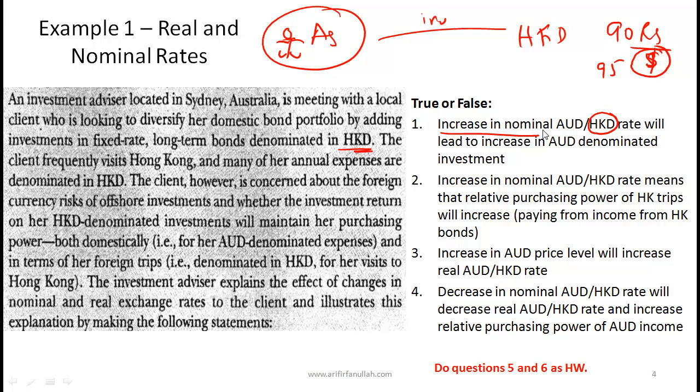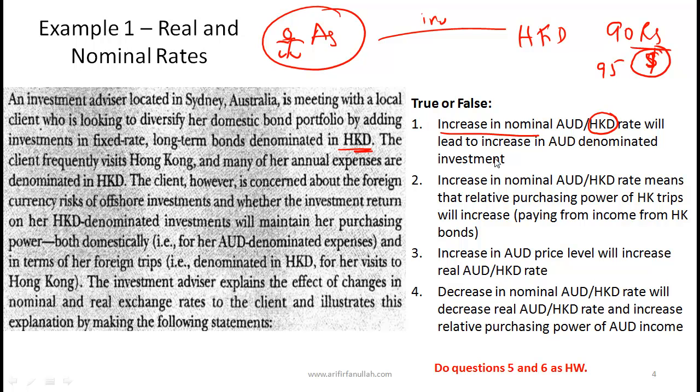An increase in the nominal rate will lead to an increase in Australian denominated investment. The point here, when you read this in the explanation, is that the context is that she's investing in Hong Kong bonds. So if she's investing in Hong Kong, let's imagine that you are that investor.